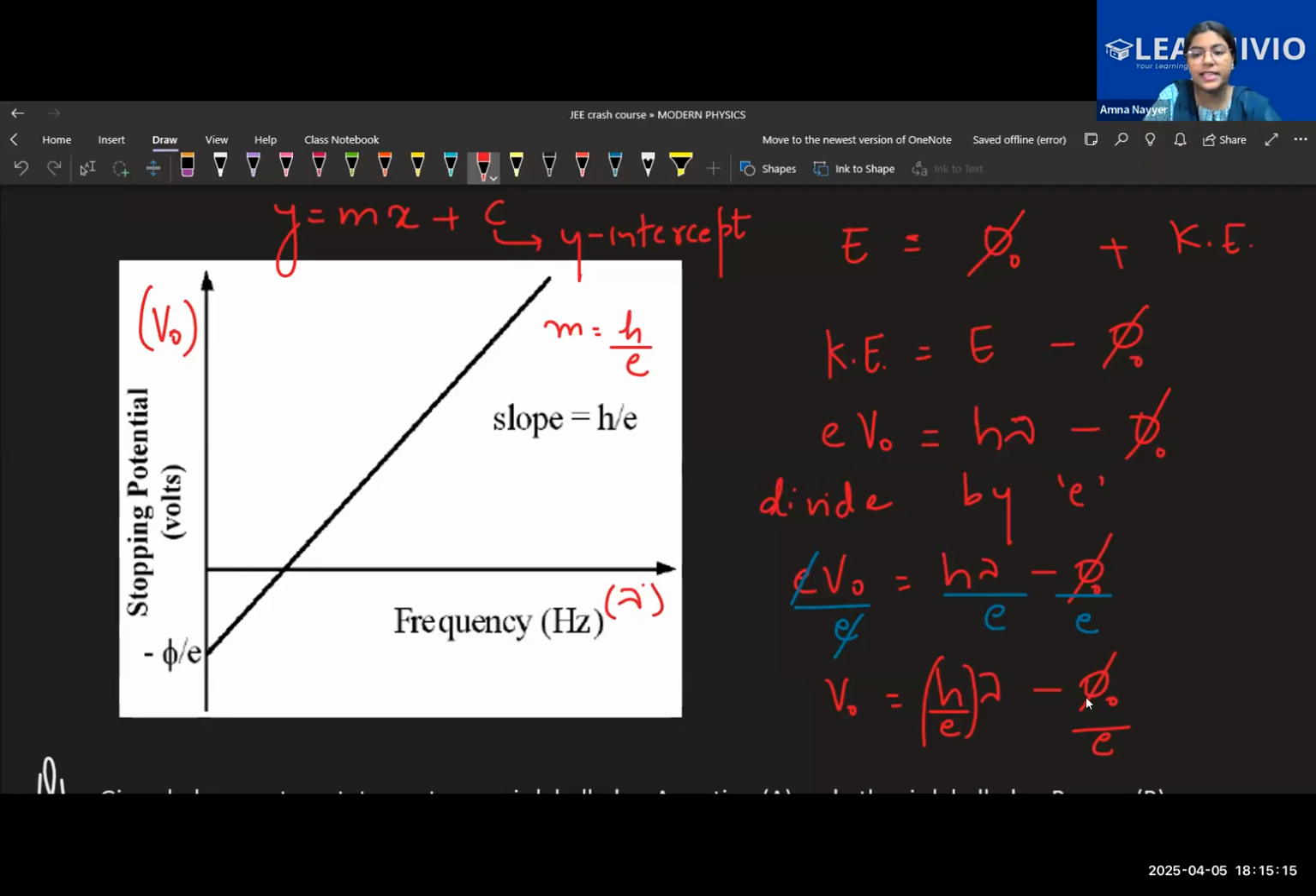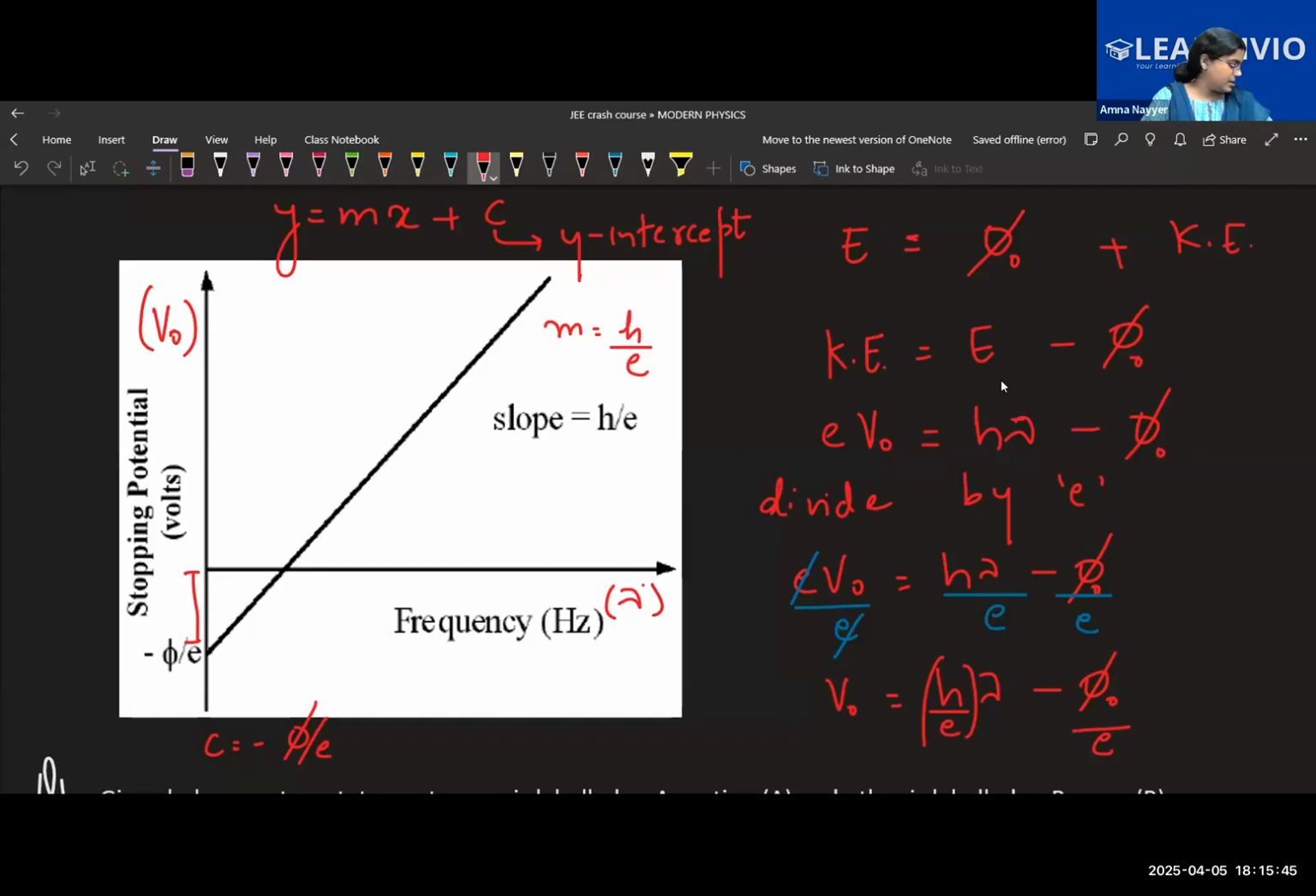So we will include this negative sign, and this becomes your y-intercept. Y-intercept means where it intercepts the y-axis. So look, the y-intercept is minus phi by e. So your C in this equation is minus phi by e. And your y-axis, y, is V naught. The graph is between V naught and frequency, so y is V naught, x is frequency. You obtain this equation. Is it clear?